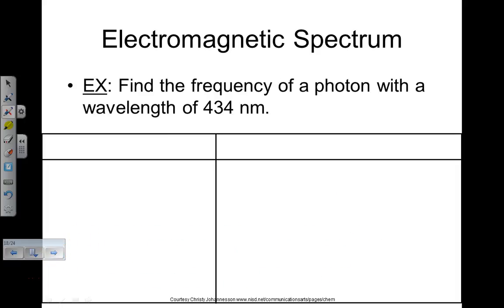And so here's the example. Find the frequency of a photon with a wavelength of 434 nanometers. Well, here's what I'm going to do. Let me actually stop here. I'm going to put this problem on its own video, only this problem, and that way we can go through some of this stuff. So check out the next video and we'll go from there.